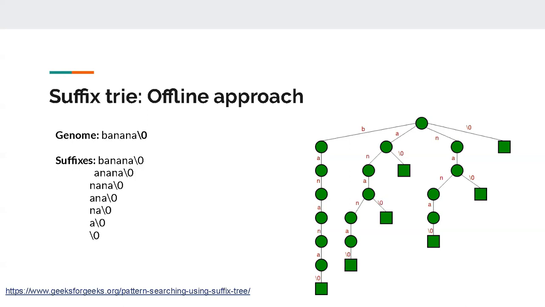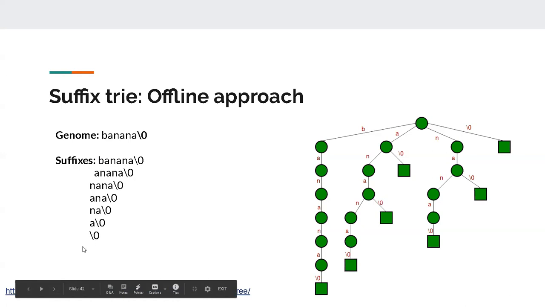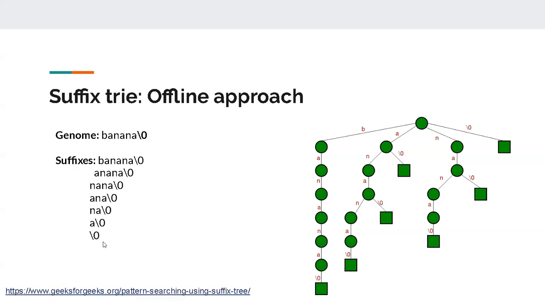So let's say now we take a genome that is banana and we end it with an end character. Backslash n is nothing but it demarcates that, okay, now the genome is going to end. So if we make a trie out of banana, what we would want to first do is get the list of all the suffixes that are possible. So you're going to get banana, you're going to get anana, nana, ana, na, and a. And finally, the end character to just demarcate that this is the end of the string.